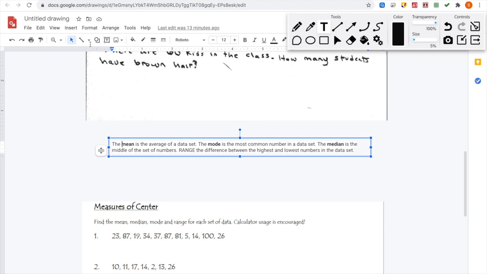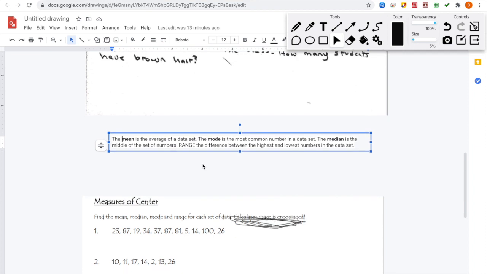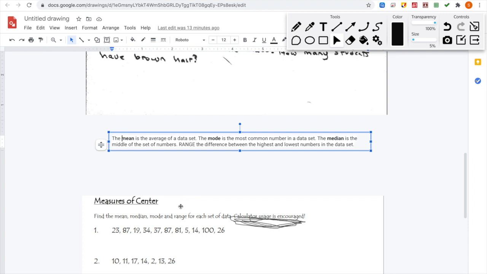Alright, so when we go back here, it's going to say that calculator usage is encouraged. Calculator usage is not encouraged for 7th grade because when you take the STAR test, you're not going to be able to use it. Alright, so I'm going to do a couple examples. First, we're going to want to find, I'm going to start with the mode, the easy one.